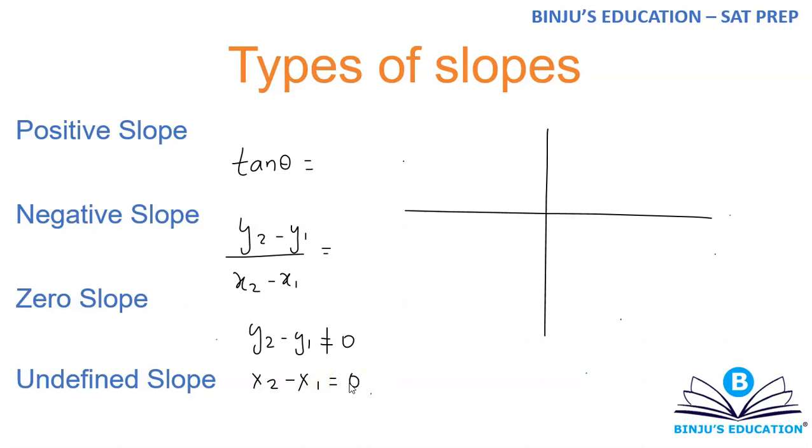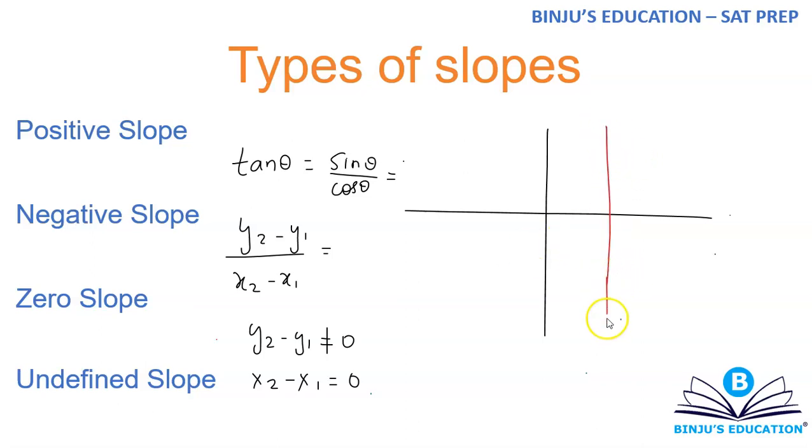Or if you talk in terms of tan, if you want tan to be undefined, then you want sine by cos to be undefined. When would that happen? When sine is not 0 but cos is 0. When is cos 0? At 90 degrees. That means the angle made by the line with x-axis should be 90 degrees.